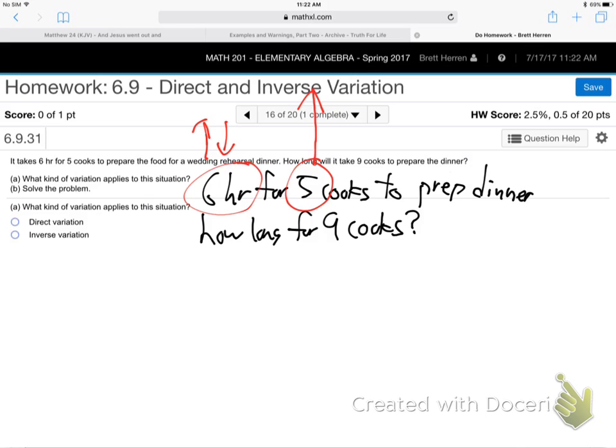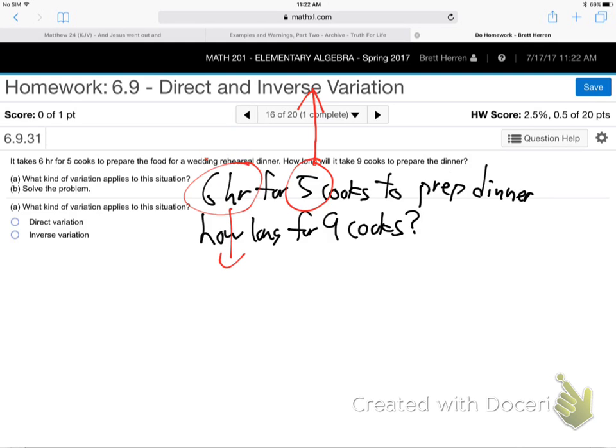So if you hire more cooks to prep the wedding rehearsal dinner, does that make the time to prepare the dinner go more or less? Less. You got more people working on it, it takes less time to get it ready. Right? Does that make sense? More cooks, it won't take so long to make all that food. It's going to go down.